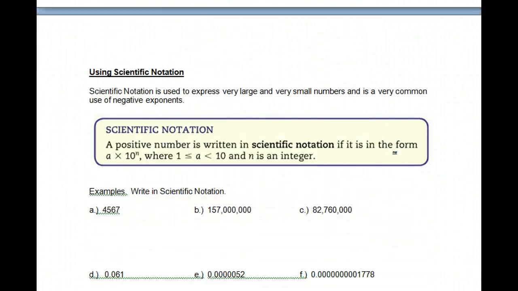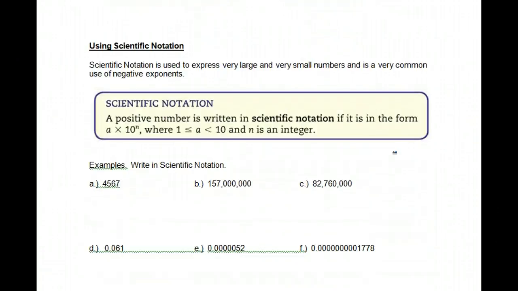The next topic that we are going to cover is scientific notation. Scientific notation is a mathematical notation that is used to express very large as well as very small numbers, and it's a very common use, I should say, of negative exponents.